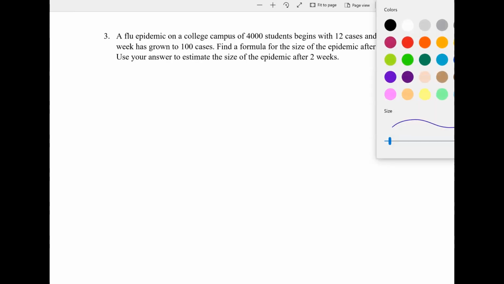The one thing to notice is that we do have a maximum. The college is at 4,000 students, and you can imagine that this is growing. In the beginning, we're going to have a couple of people. It begins at 12 cases, it doesn't begin at 0. So this is growing with the present size and also proportional to the maximum size. So this is going to be a logistic one.